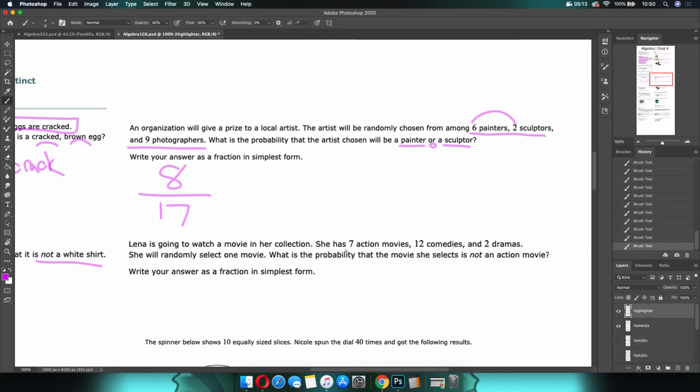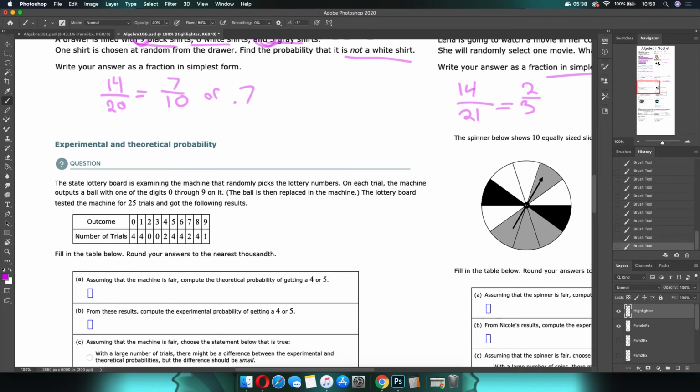Movie collection, and then is similar again. You have 7, 12, and 2, so that is going to be 14 and 7, which is 21 again. What is the probability that it is not an action movie? So we're going to cross out the 7. What are we left with? The 14, which again, simplest form, divide by 7, divide by 7, you're going to have 2/3. And you're starting to realize, okay, we're kind of doing the same thing over and over again.